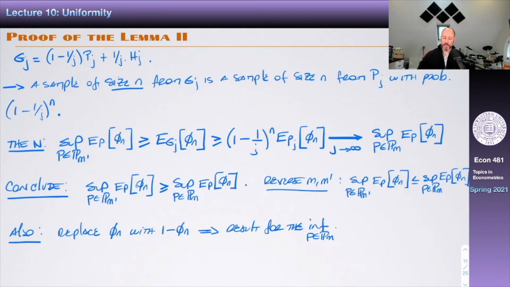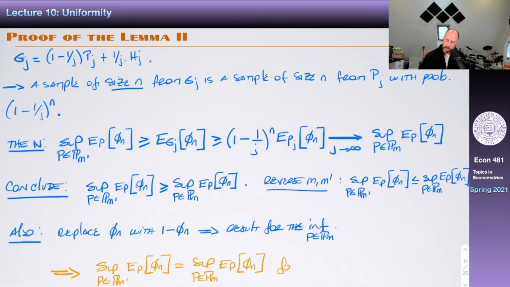And we're done. We conclude the supremum of P over ball P M prime is the same as the supremum of ball PM for any m different than m prime.